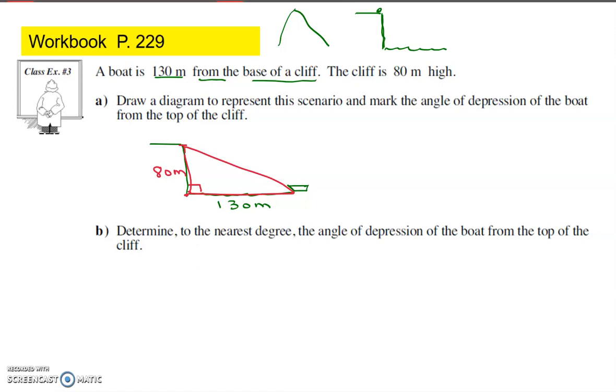Now, what do they want us to do? Which angle do they want us to find? They're saying draw the diagram to represent the scenario and then mark the angle of depression of the boat from the top of the cliff. So you're sitting right here looking at the boat. So remember that you have your normal line of sight, the invisible line. So you had to look down to look at the boat. So this is the angle of depression.